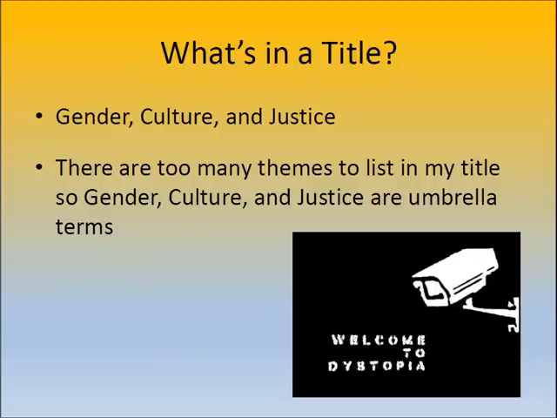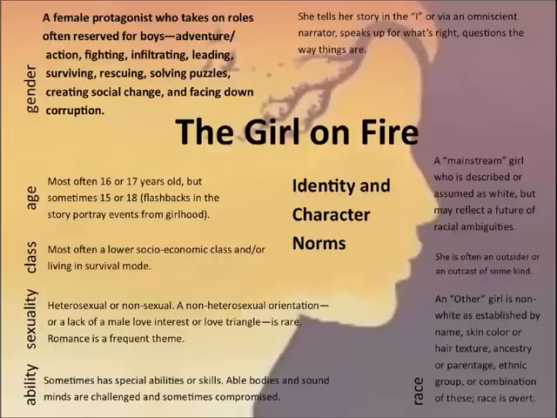Gender, culture, and justice is really an umbrella term that encompasses a lot of other themes that we're going to be looking at. As we think about the Girl on Fire, we might think about some of the identity and character norms, and this is available as a handout for you as well. So as we think about the Girl on Fire, who's often taking on roles that are reserved for boys, like adventure and action and fighting and infiltrating and leading and surviving and rescuing and solving puzzles, creating social change, facing down corruption. We want to think about that different kind of gender portrayal. We might think about her age and her class, sexuality, ability, and race. And we're going to look at these things more closely all throughout our books and all throughout the semester as different themes that were going on.